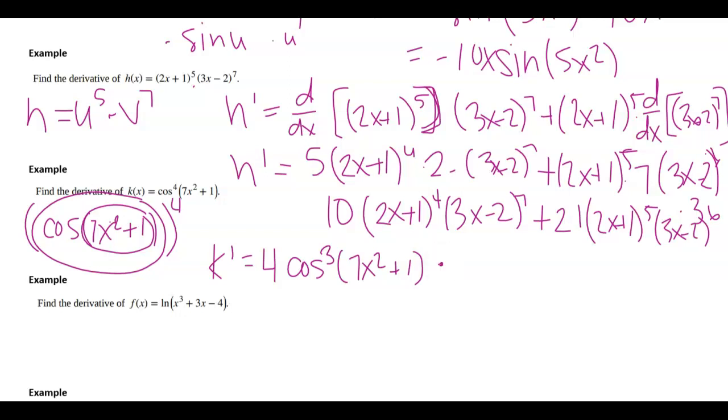Then I need to take the derivative of cosine. So that's going to be negative. I'm going to go ahead and put the negative up here. Sine of 7x squared plus 1. And then I still need to take the derivative of the most inside piece, and that gives me 14x.